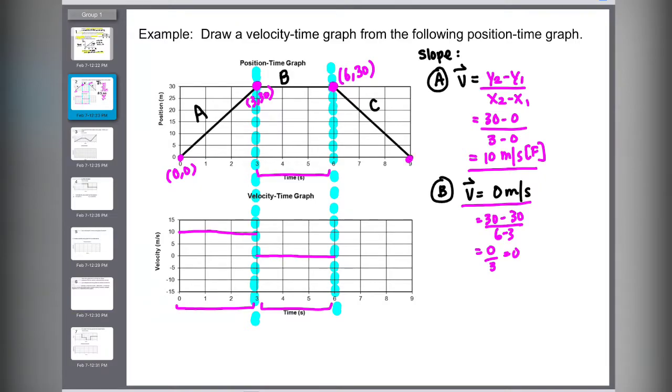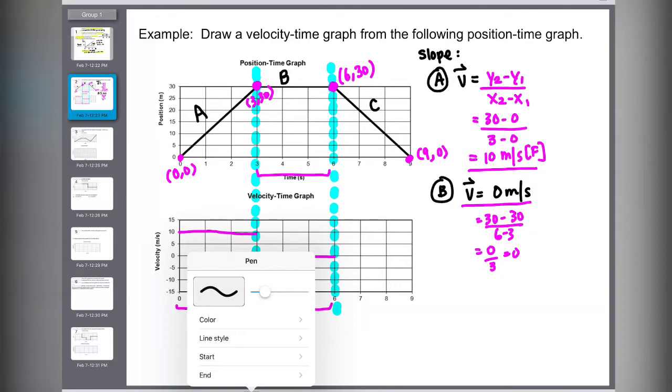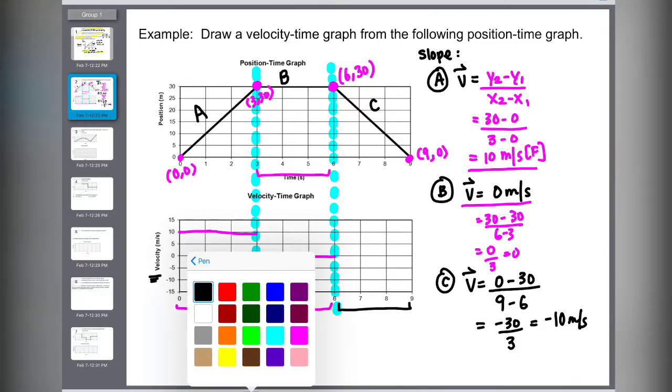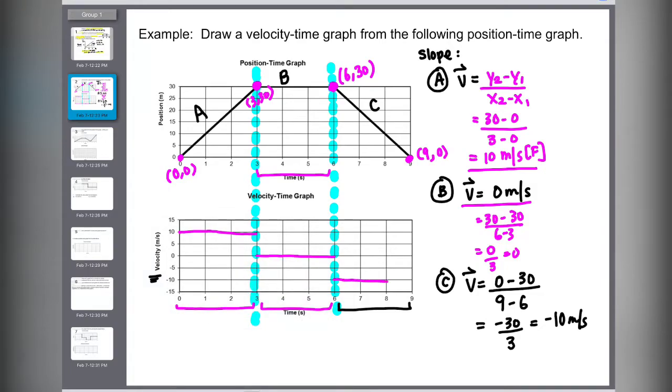Last one. I have 6 and 30, and then I'm going to have 9 and 0. Find the slope for part C. Velocity is y2 minus y1 divided by x2 minus x1. So 0 minus 30 is negative 30. 9 minus 6 is 3. Negative 10 meters per second. So that means between 6 to 9, the velocity, which is the slope, is negative 10. So at negative 10, I'm going to draw a line. Let's change it back to the same color.